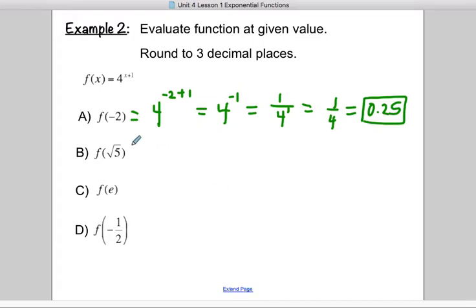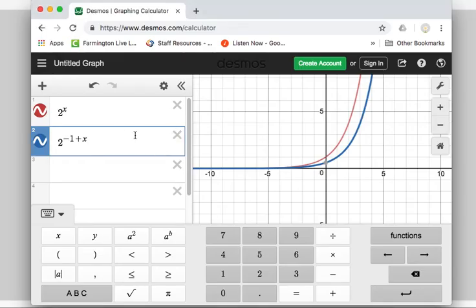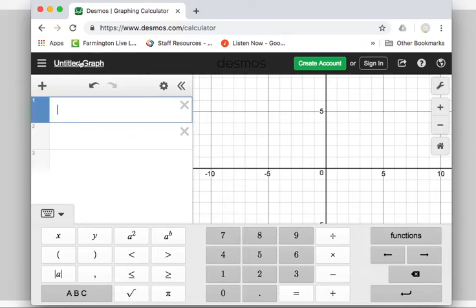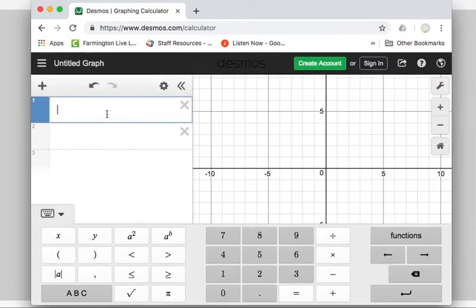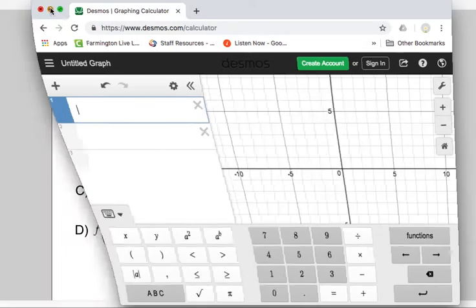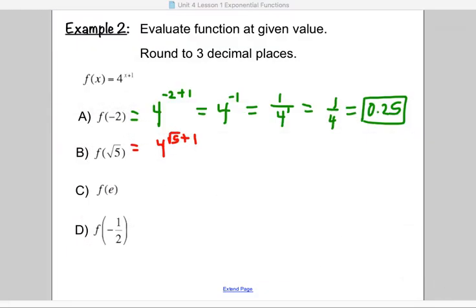Good. The next one, plugging in the square root of 5. It's 4 to the square root of 5 plus 1. I wonder if I can do this on Desmos. You guys all have your calculators handy though. No, I don't think I can. It'll just give me a line graph. So if I type it in, here's what you should get. Rounding it to 3 decimal places, you would get 88.778 if you round appropriately.